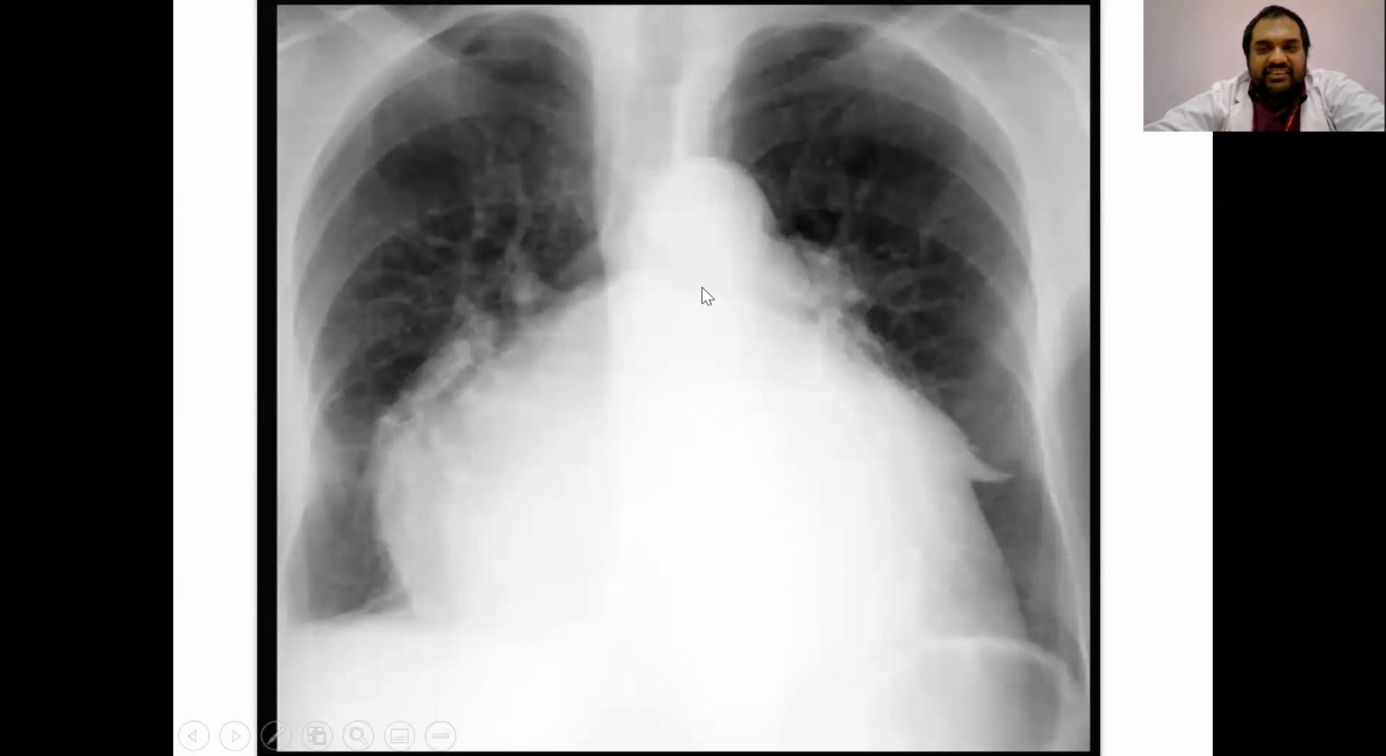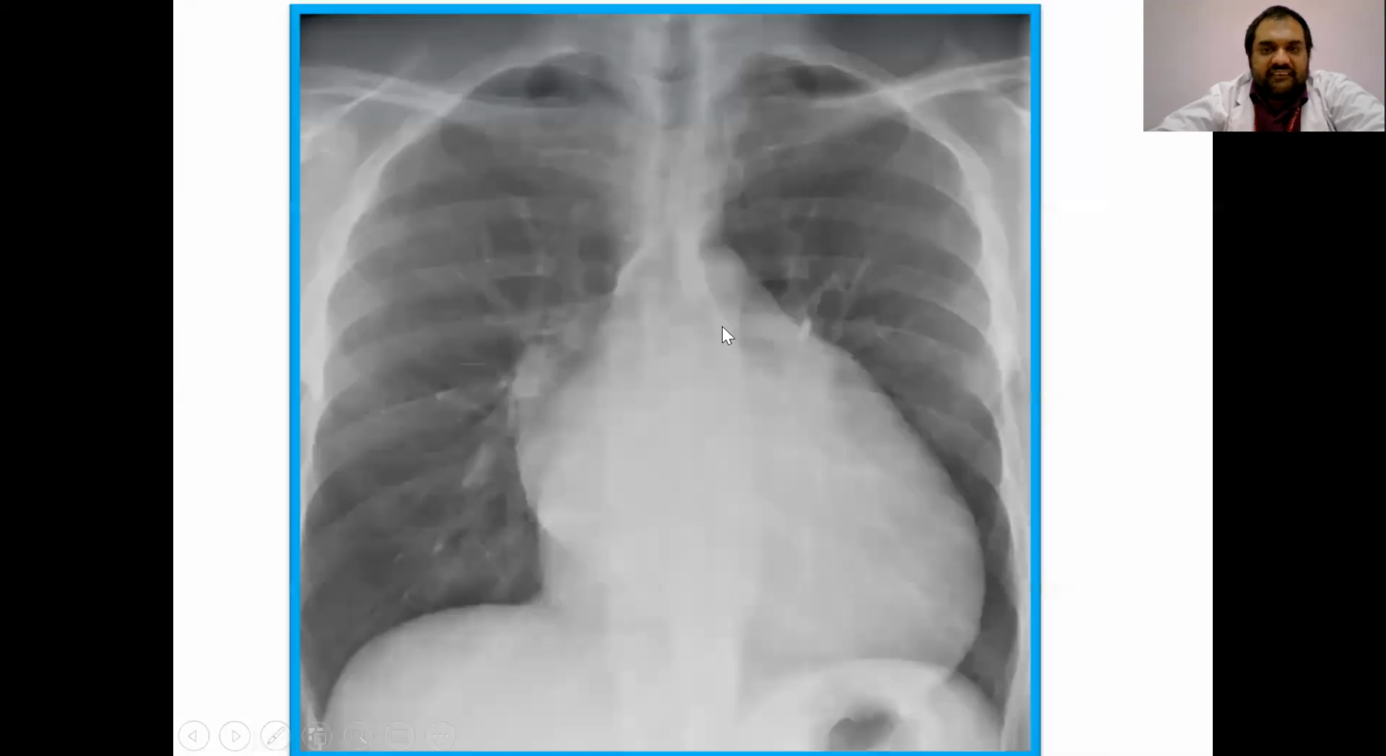This is a frontal chest radiograph showing a massive cardiomegaly with clear lung fields. These features are suggestive of pericardial effusion. Let's see, the splaying of the carina can also be seen. And this is a classical case of pericardial effusion.